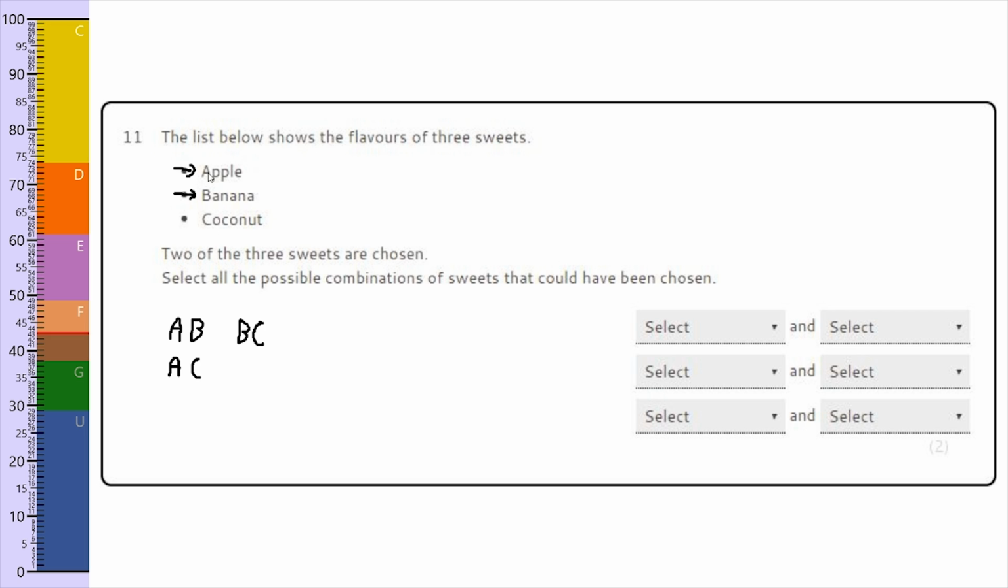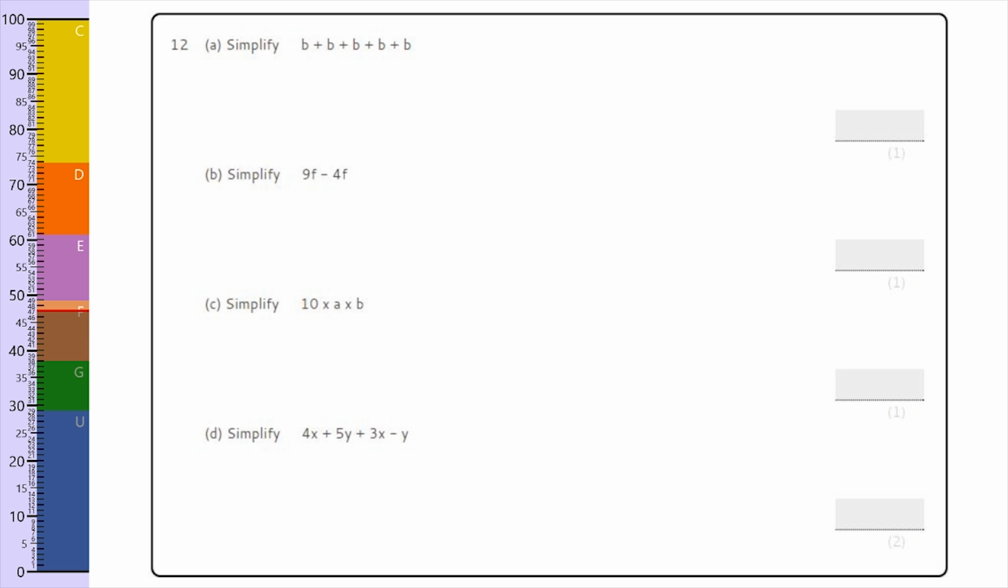So you just start with the first one, list all the combinations with that first one with the others. Then go on to the second one and list all the combinations. Okay, be methodical because otherwise you just miss some out and that would be a bad thing. Okay, let's move on to question 12. So if you'd like to pause the video now and have a go.